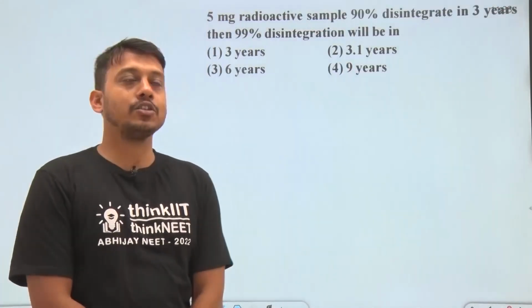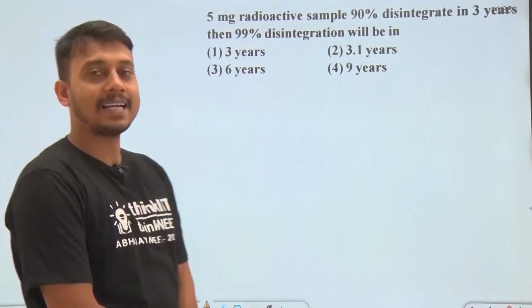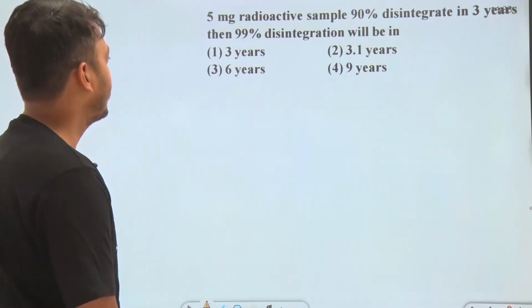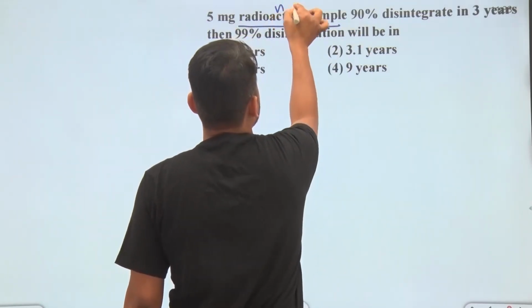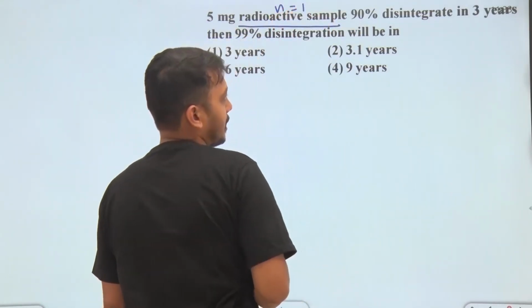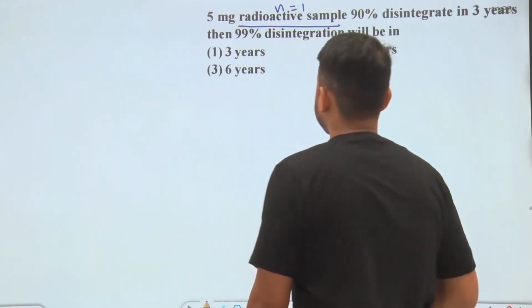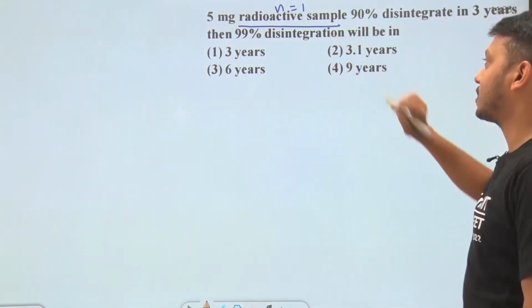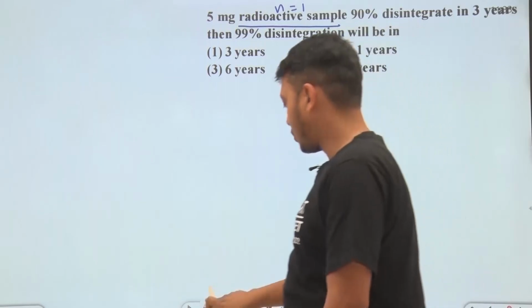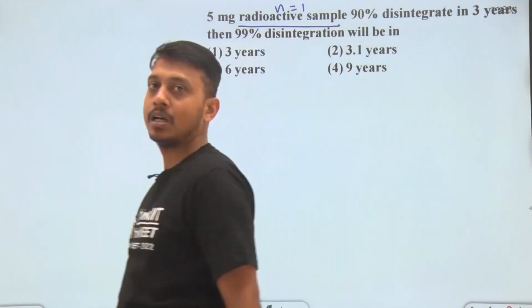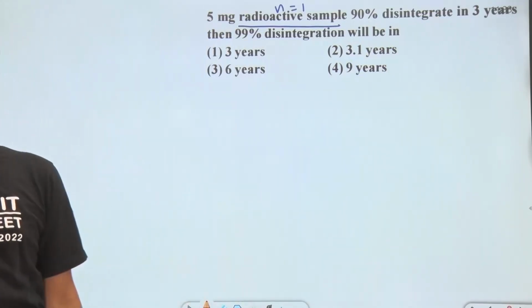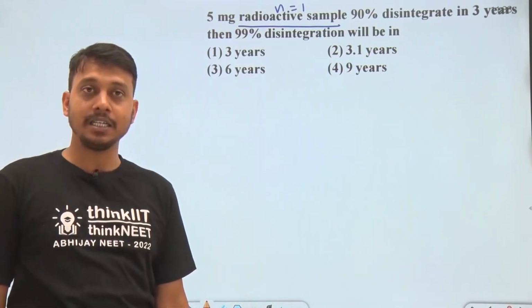So students, the next question here is from the chemical kinetics chapter. A 5 milligram radioactive sample. Radioactive sample means what? The order of reaction is first. 90% disintegrates in 3 years, then 99% disintegration will take how long? So basically 90% disintegration is given in 3 years, and we have to find out the 99% disintegration time.